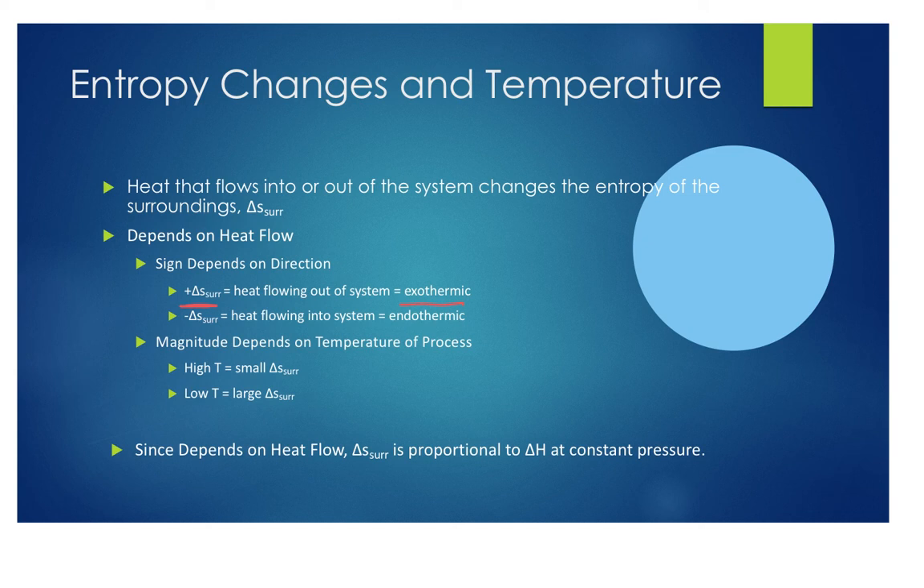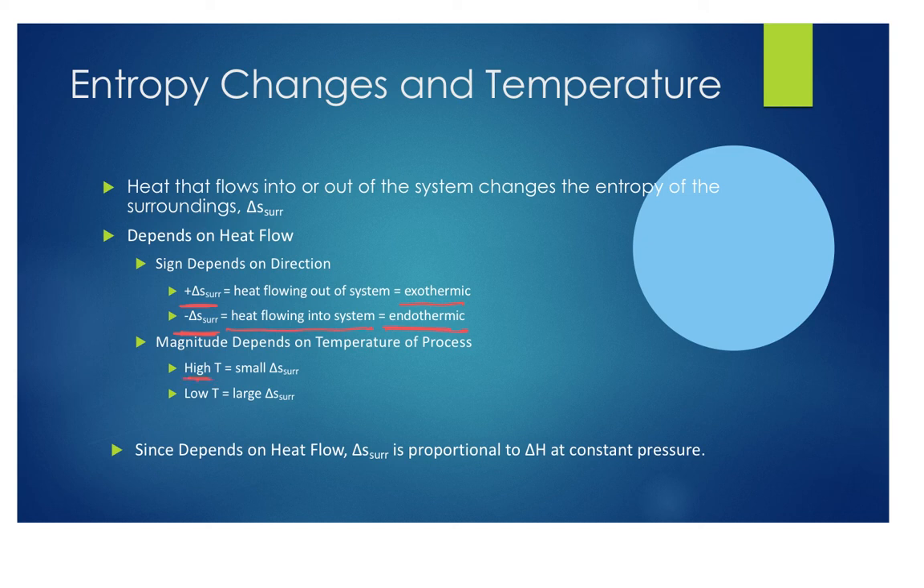So a positive change in entropy of the surroundings is heat flowing out of the system, and is exothermic. Likewise, if a reaction is endothermic, heat is flowing into the system, so that's going to make the surroundings more ordered as the particles cool down and don't move as fast. As a result, the change in entropy of the surroundings is going to be negative. The other thing that's helpful for us to understand about temperature is that the magnitude of the change in the entropy of the surroundings is going to depend upon the temperature of the process.